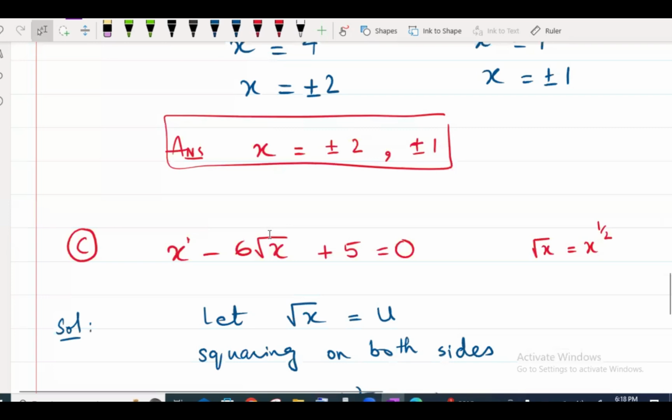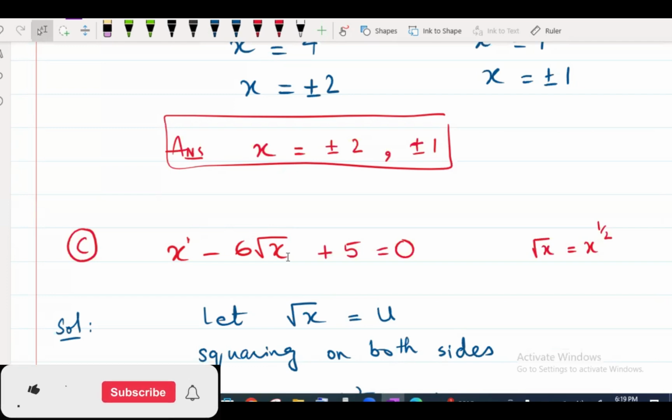Which power is smallest? The power 1 is smallest or power half is smallest? Power 1 over 2. 1 over 2 is less than power 1. So you assume the x which has the smaller power. The rule is always assume the x which has the smaller power.